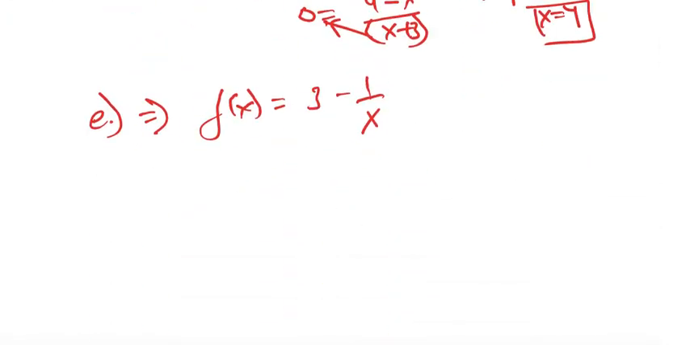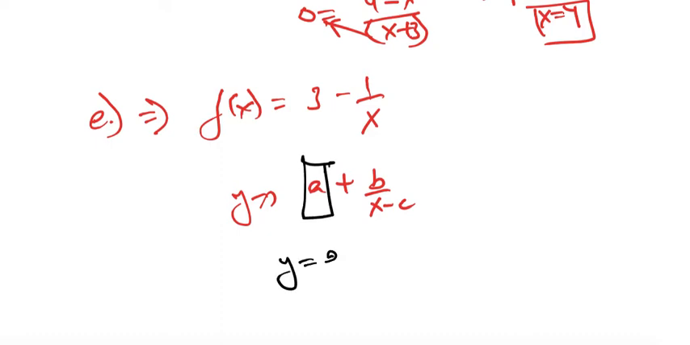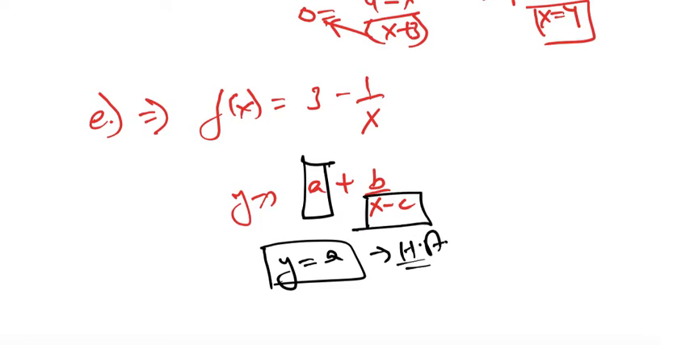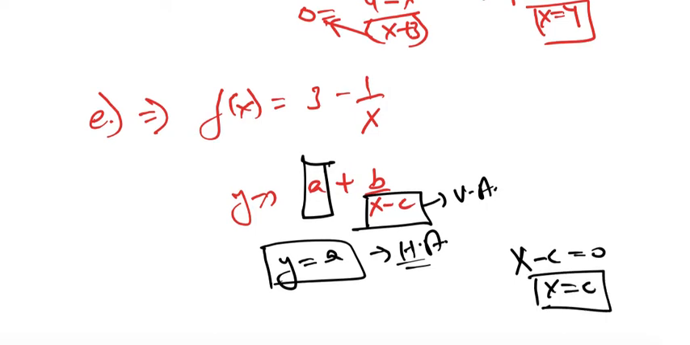Whenever such a question is given, like y is equal to a plus b upon x, or x minus c, make it slightly more complicated, always remember that y equal to a becomes your horizontal asymptote, and x minus c will give you the vertical asymptote. Put x minus c equal to 0, so x is equal to c. This is your vertical asymptote.